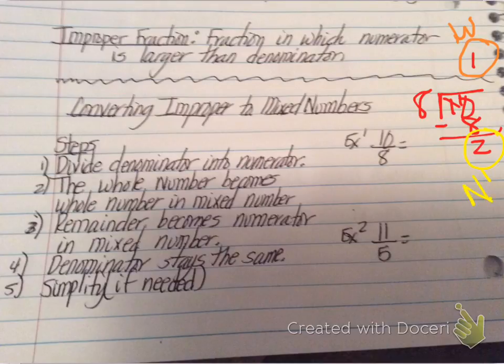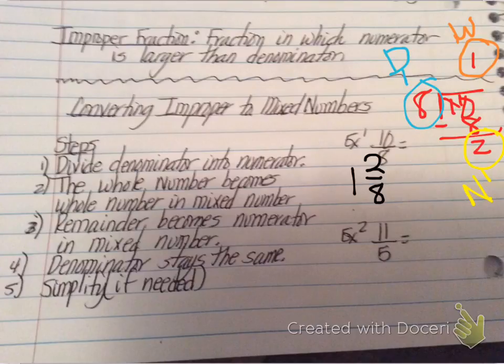So I'm going to put it in here. And then the denominator is going to stay the same. Again, how many pieces, how many groups. I'm going to keep that at 8. So this 8 becomes my denominator. So when I go back to write it as a mixed number, 10/8 is 1 and 2/8.